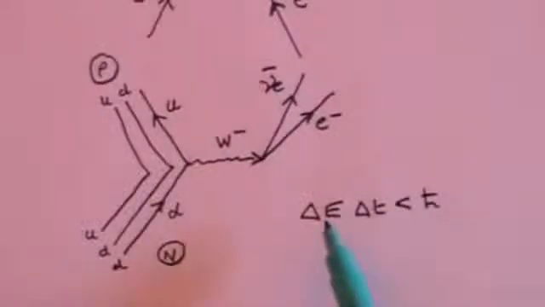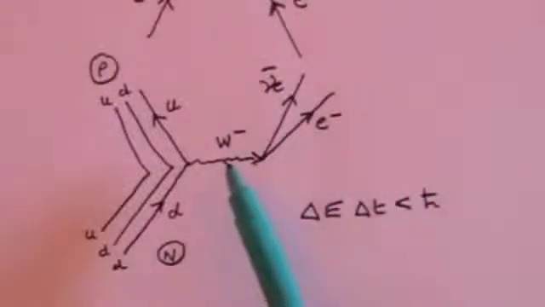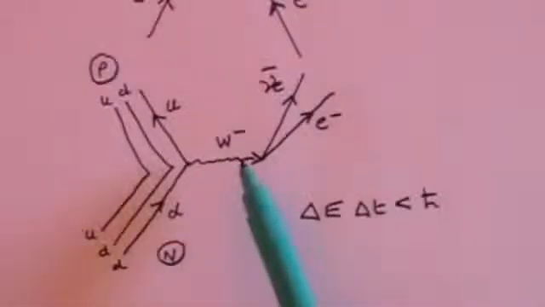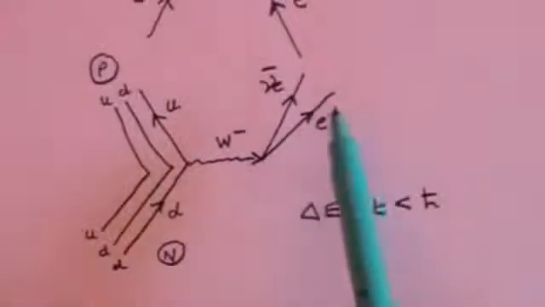And the more energy you borrow, the less time you can borrow it for. So we're borrowing a lot of energy from the vacuum here, 80 GeV, so that has to be paid back very quickly, in fact in 10 to the minus 25 seconds. So the W minus doesn't last for more than 10 to the minus 25 seconds before it decays into these long-term particles.